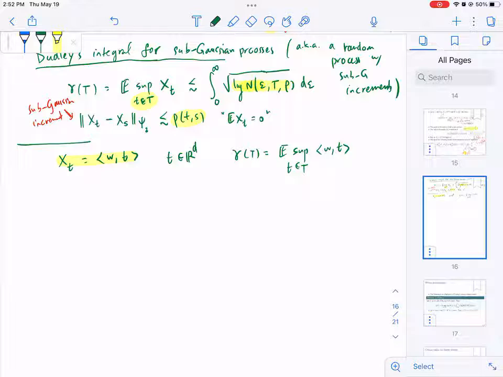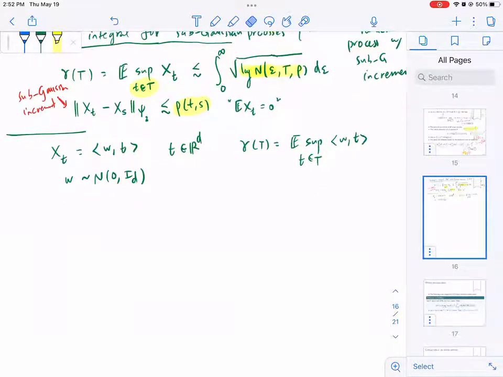So can I? Right, sorry, W is Gaussian. W is our standard Gaussian. Can I claim that this has some Gaussian increments? Whereas t belongs to T, which is a subset of R^d.